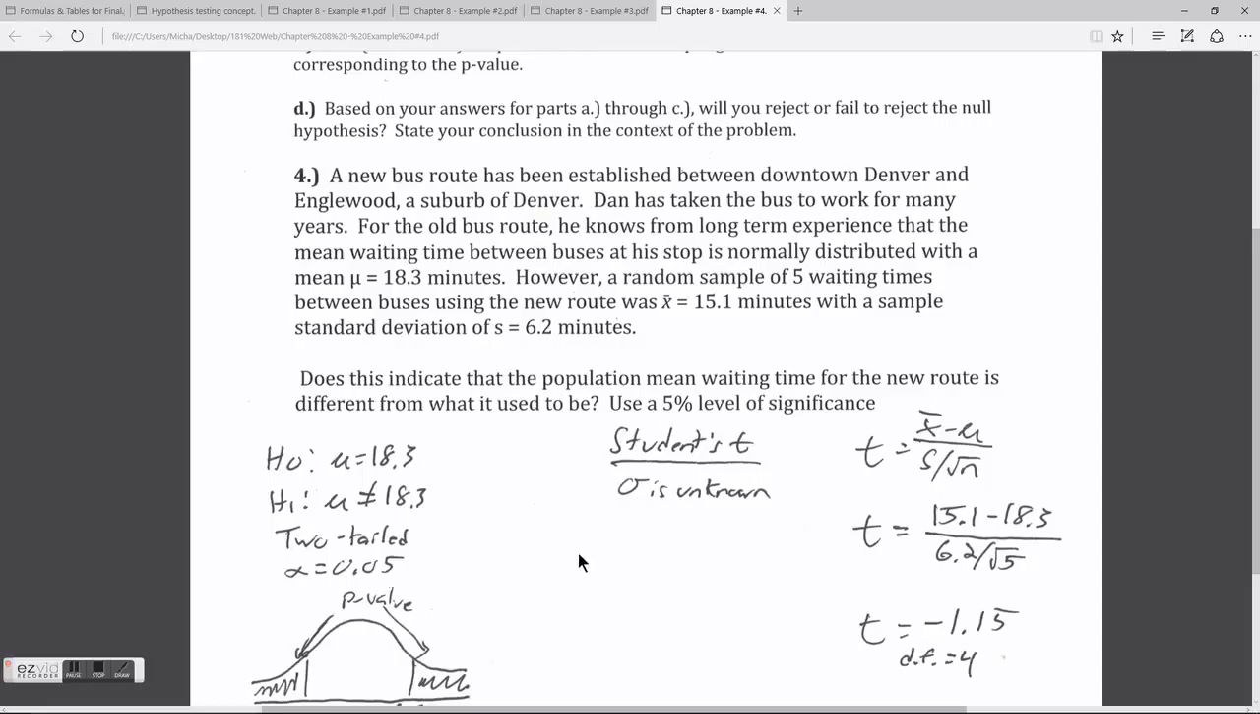To do this hypothesis test, we're again going to have to use the student's t-distribution. And the reasoning is that sigma is unknown. I don't know the standard deviation of the population. So I'm going to use the sample standard deviation in my calculation, which is going to give me a t-value. Plugging in my numbers, including a sample mean of 15.1 minutes, I get a t-value of negative 1.15. Again, with any t-value, I need a degrees of freedom with it. And in this case, it's 4 because the sample size is 5 and the degrees of freedom is n-1.